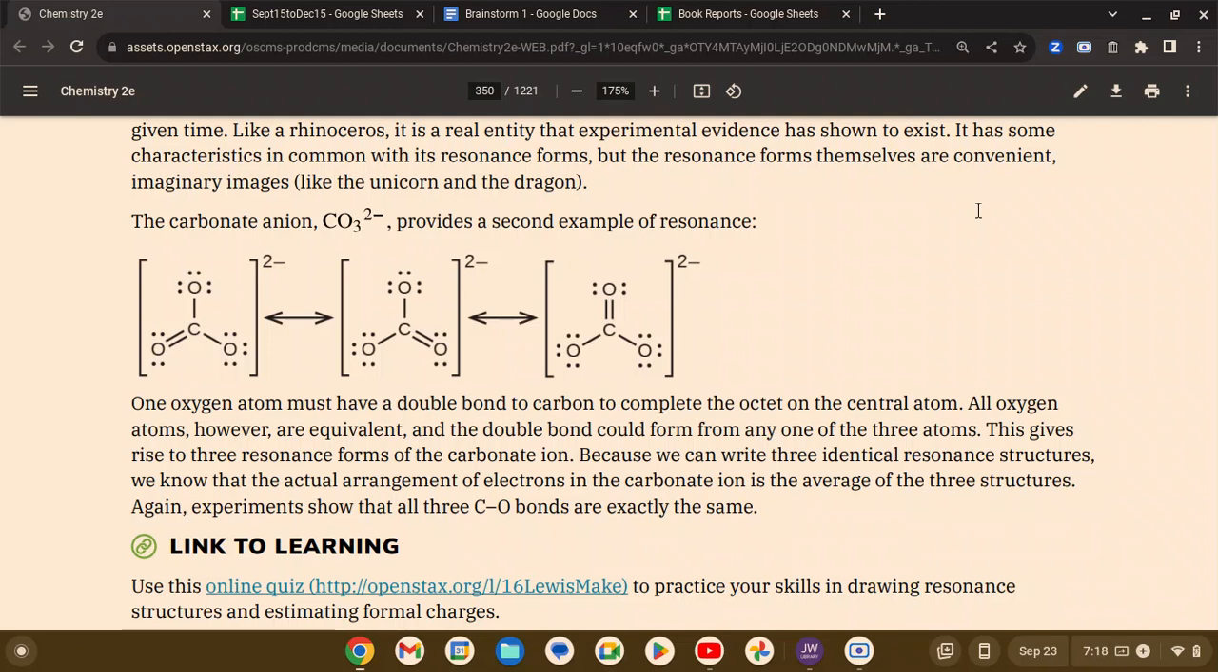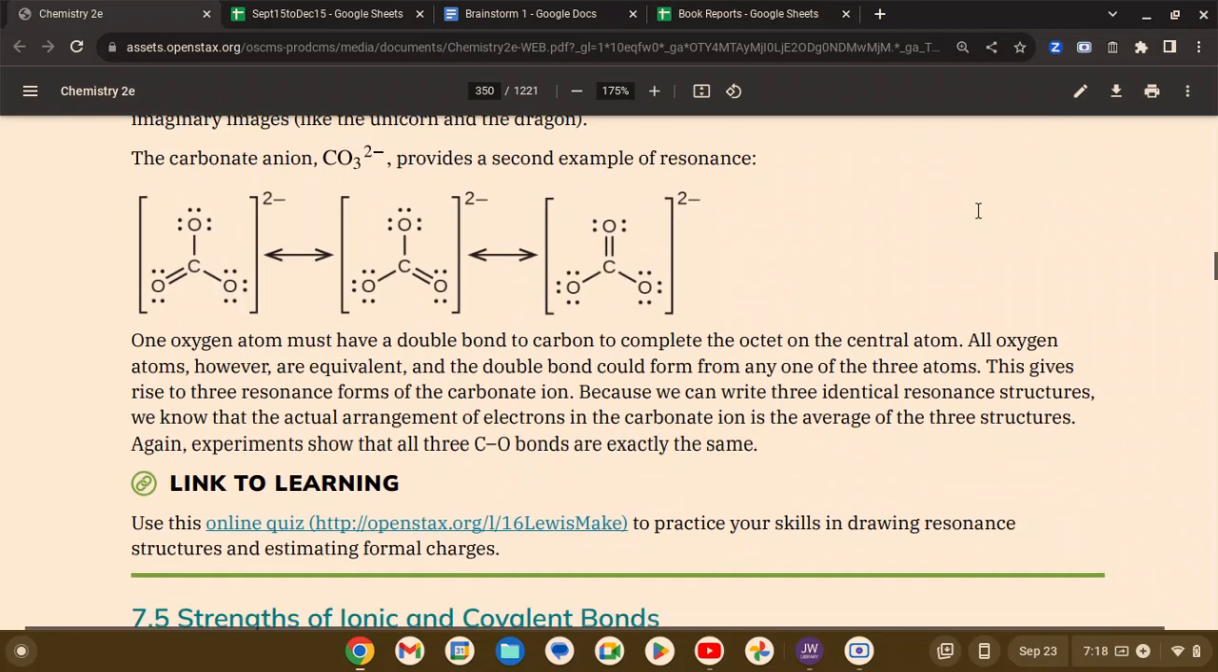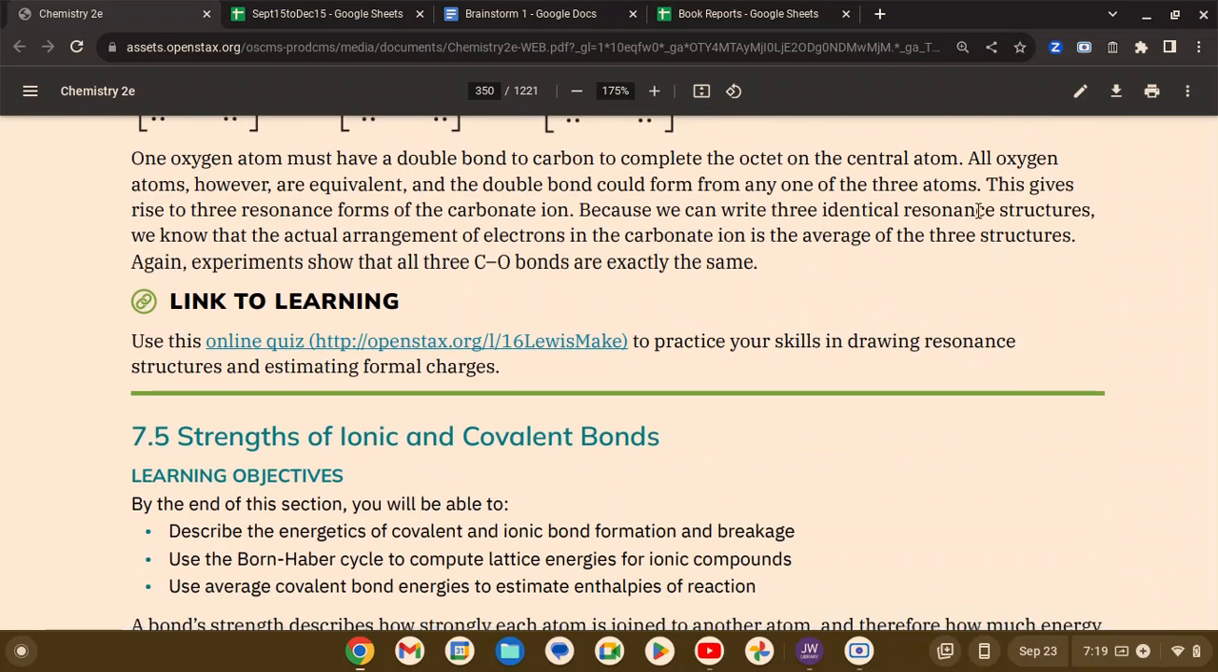The carbonate anion provides a second example of resonance. One oxygen atom must have a double bond to carbon to complete the octet of the central atom. All oxygen atoms, however, are equivalent, and the double bond could form from any one of the three atoms. This gives rise to three resonance structures of the carbonate ion, because we can write three identical resonance structures. We know that the actual arrangement of the electrons in the carbonate ion is the average of the three structures. Again, experiments show that all three C-O bonds are exactly the same.